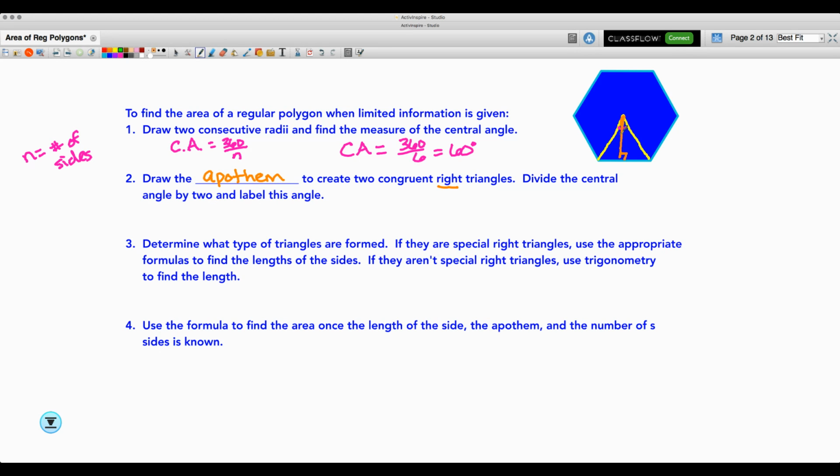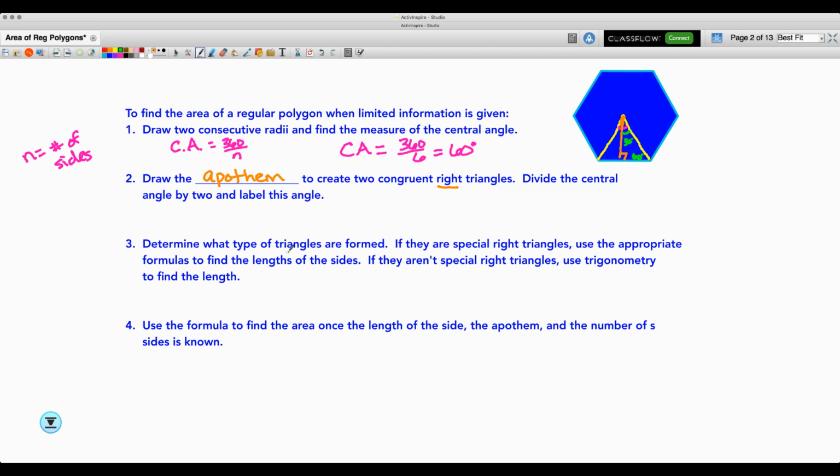So if this whole central angle was 60 to begin with, now just like this part would be half of that. So this would be 30. So look at what's created. I have a 30, and since that's 90, this would have to be 60 degrees in this particular example.